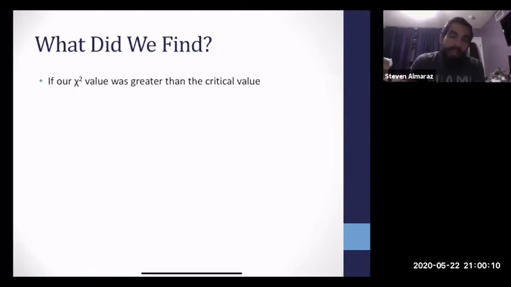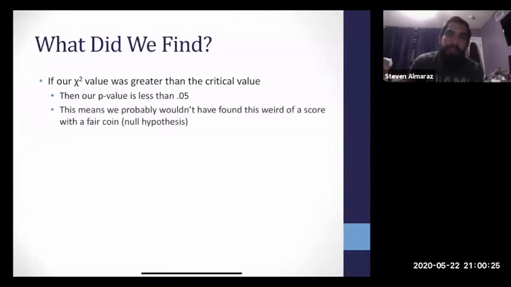So if our chi-squared value was greater than the critical value, it wasn't, but if it was, then our p-value would be less than 0.05. That means there's less than a 5% chance of that happening based on the null hypothesis. So this means we probably wouldn't have found this weird of a score with a fair coin. If the coin was fair, we probably would not get a chi-squared value greater than the critical value.